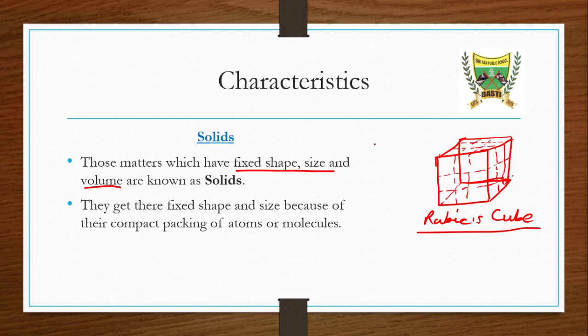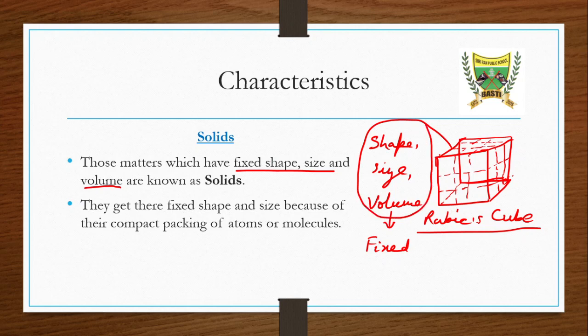So we have seen that its size, shape and volume, all three are fixed. These are not changing, that means these are fixed quantities. So this kind of matter, which has a fixed shape, size and volume, is known as solid. So we will say the Rubik's cube is a solid.